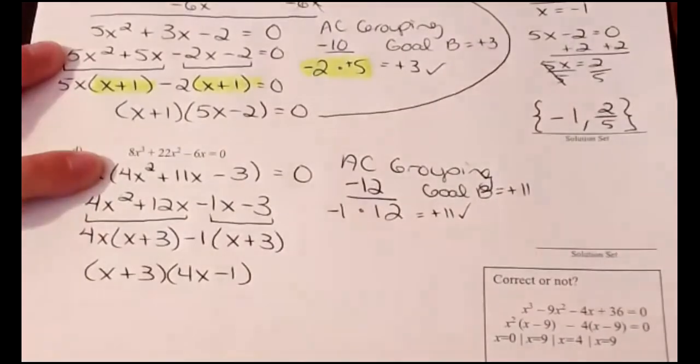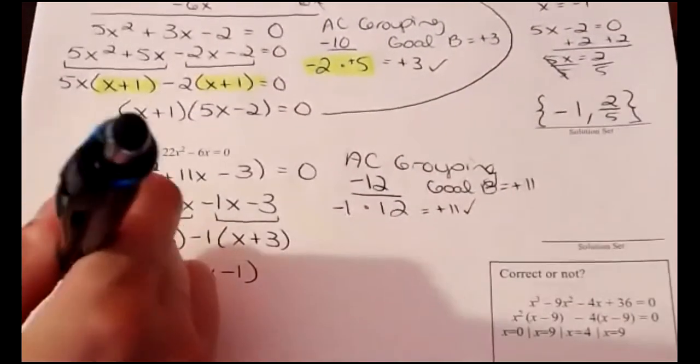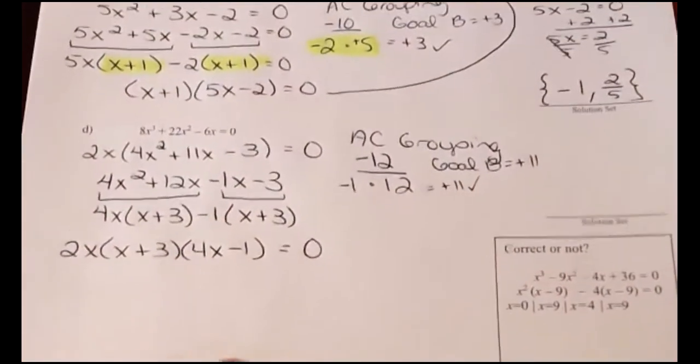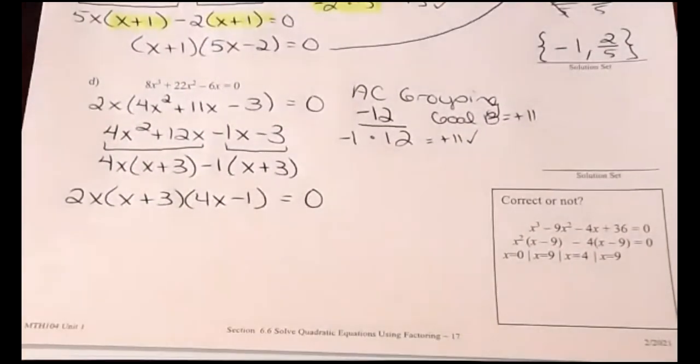Don't forget that we're covering up the 2x. So we'll bring the 2x down in front. And then, of course, that's equal to 0. Princess, at this point, if I wanted to solve, what do I have to do here? What are my equations?